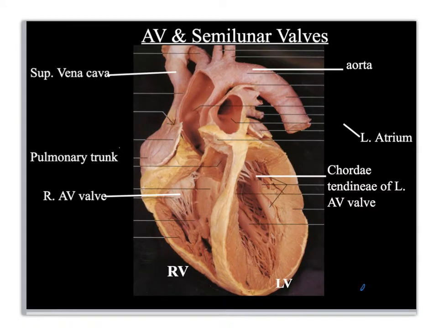All right, let's quickly review those valves. You've got your right AV valve here and your left AV valve there, okay? I have my pulmonary semilunar valve here. And then you can't see it, but back there, I will have my aortic semilunar valve, okay? Please know the full names of all of these.